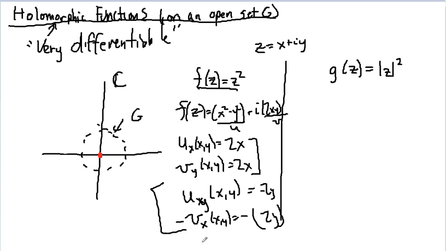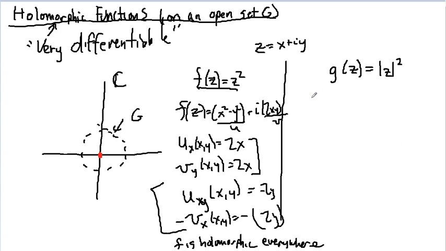In fact, f is holomorphic everywhere because these equations are always true. You can imagine a situation where you might get 2x here and you might get a 0 there, in which case it would only be true if x were equal to 0. But this is holomorphic everywhere, so it's definitely holomorphic on this open set. And by the way, if we have a function that's holomorphic everywhere, we call that entire.